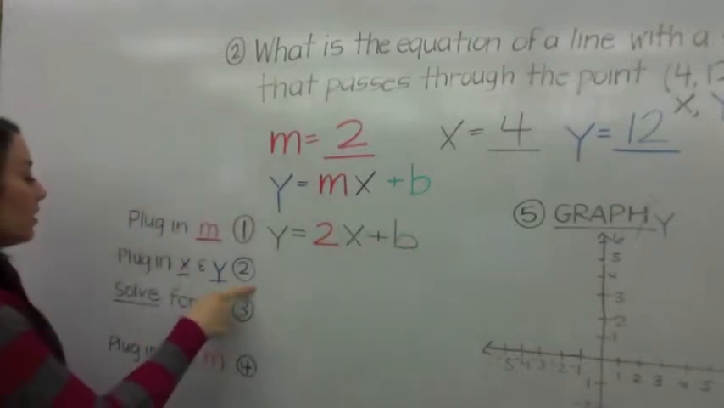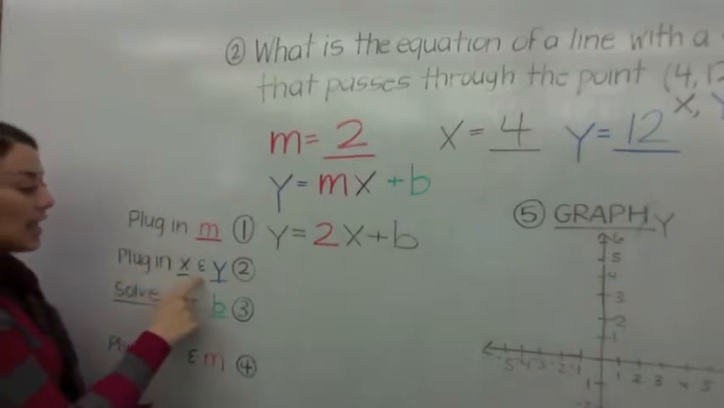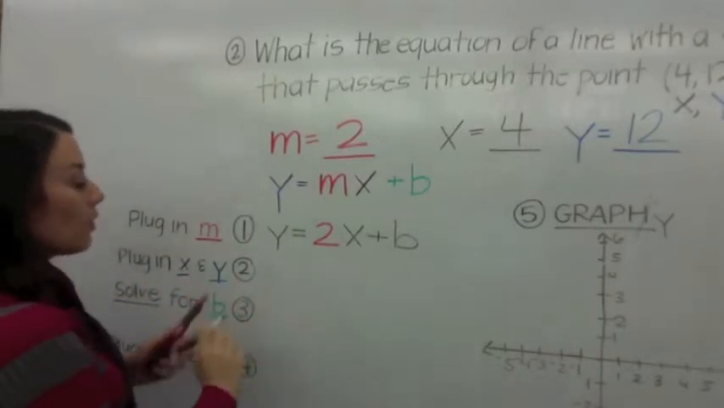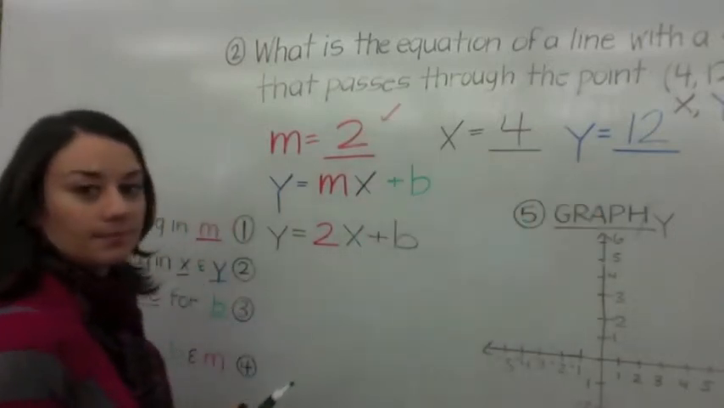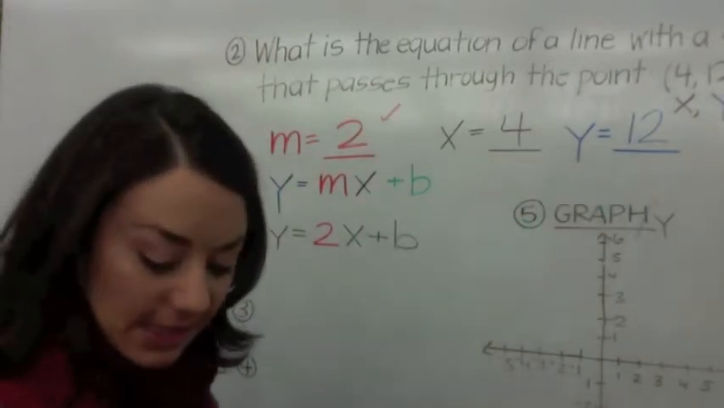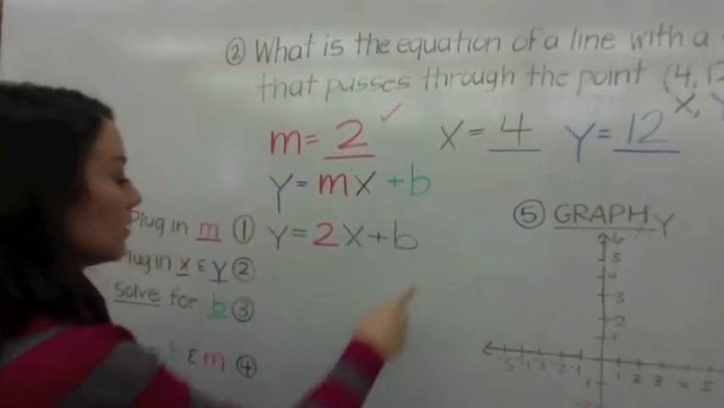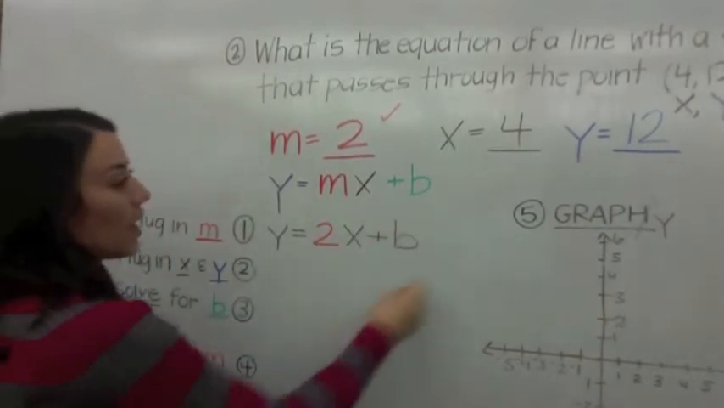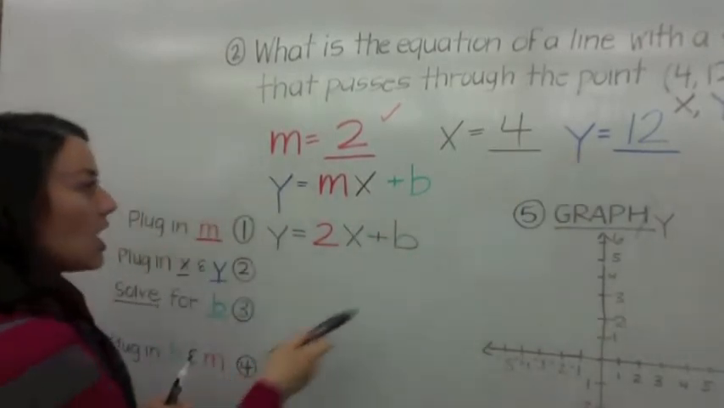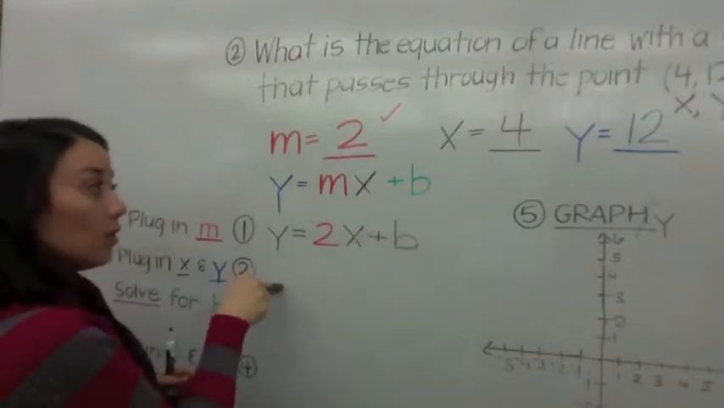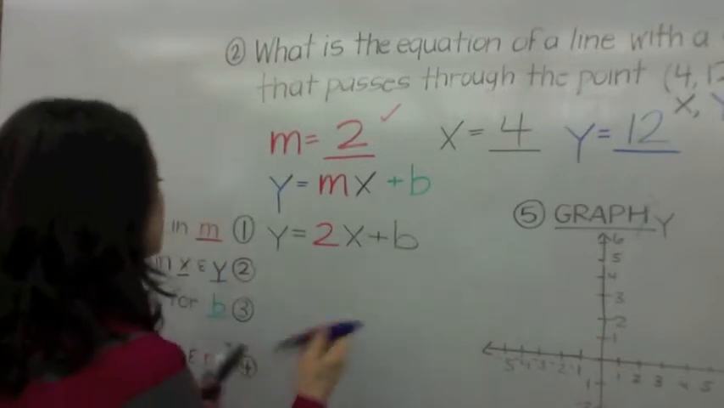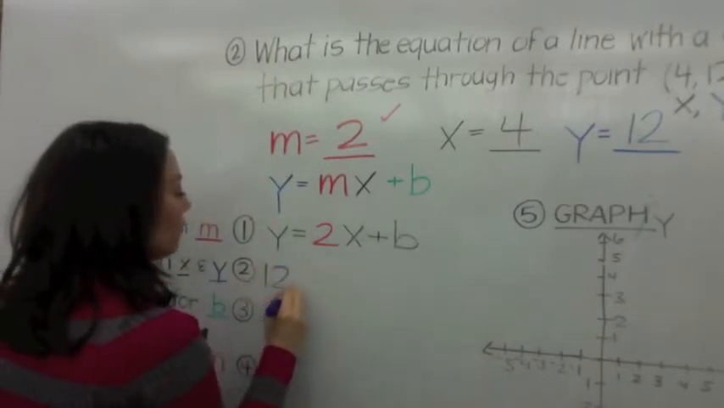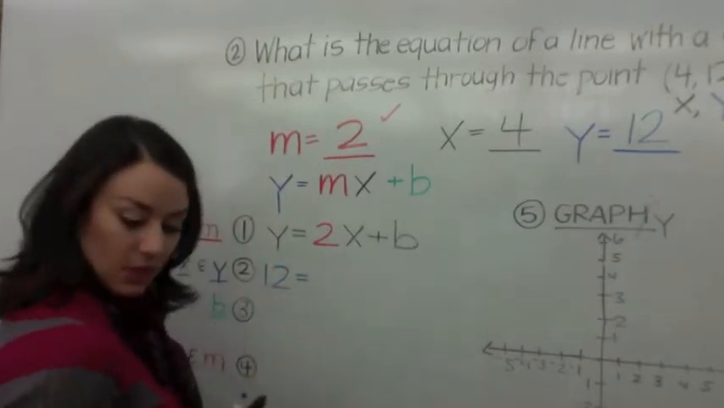The second step, read it with me. Plug in x and y. So we already plugged in the slope, right? Now we're going to plug in x and y. So x is, what is x? X is 4 and y is 12. So let's go ahead. We have to start with y, right? Always start with y. So if y is 12, we're going to say 12 equals.